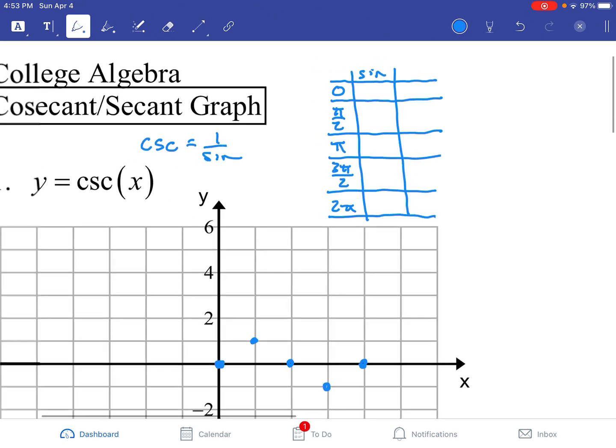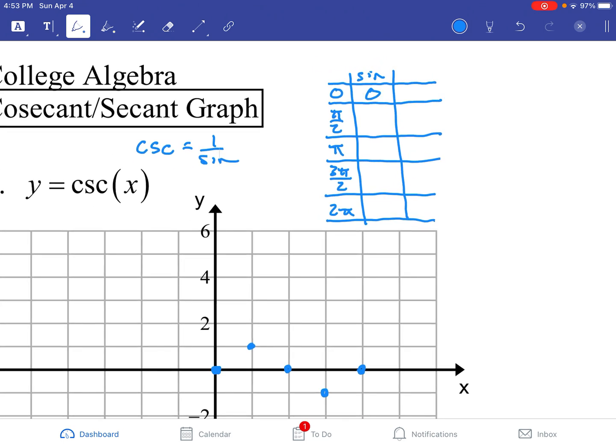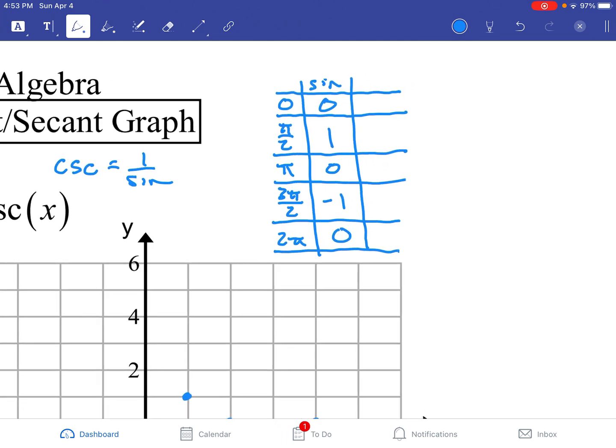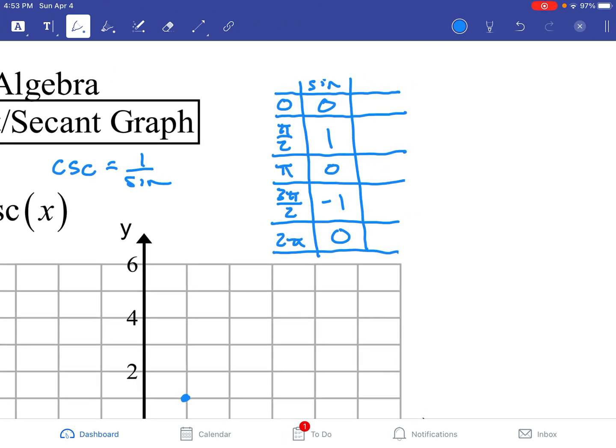At 0, we had the point 0. At pi over 2, we had positive 1. At pi, we had 0 again. At 3 pi over 2, we had -1. And at 2 pi, we had 0. Well, if cosecant is 1 over sine, we're going to put 1 on top of all these numbers and see what you come up with.